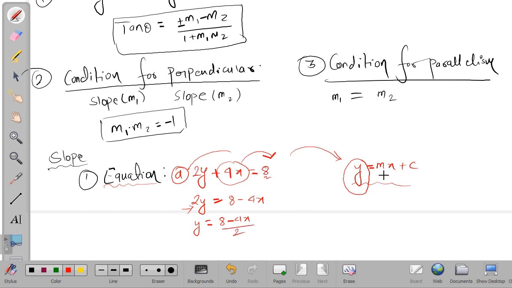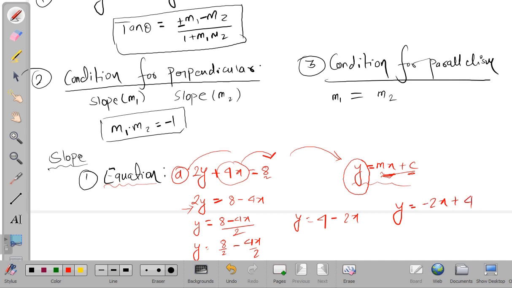Again see here, mx plus c, these two terms are separate, right? They don't have any common denominator like that. So again we are going to separate these two terms as well. This 2 is the denominator of 8 and the denominator of 4x as well, because it is the common denominator, right? So now you can see here, y equals 8 divided by 2 equals 4, and negative 4 divided by 2 is 2x, right? Let us put this 2x in front. y equals negative 2x plus 4.